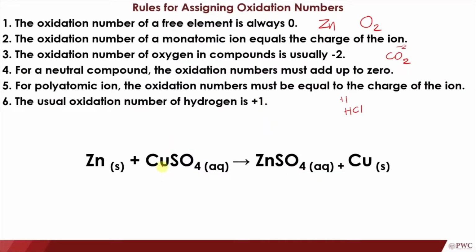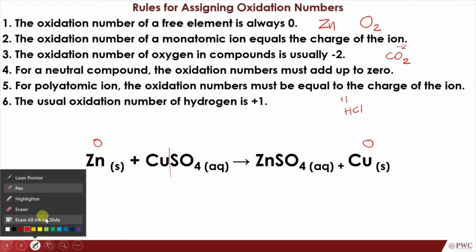Let's try to practice assigning oxidation numbers with this reaction. Here we have zinc. This zinc is not bonded to other elements. This one is a free element. So here the oxidation number is equal to 0. The same thing for this one. The oxidation number is also 0. Here we have a neutral compound. It's composed of copper and sulfate.